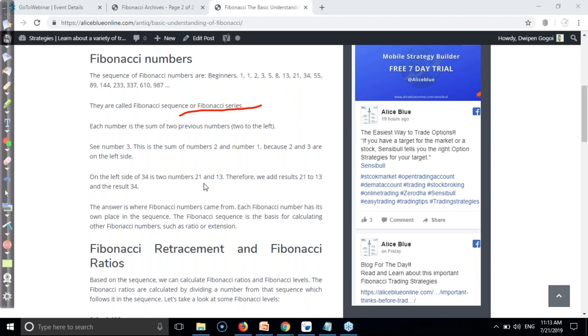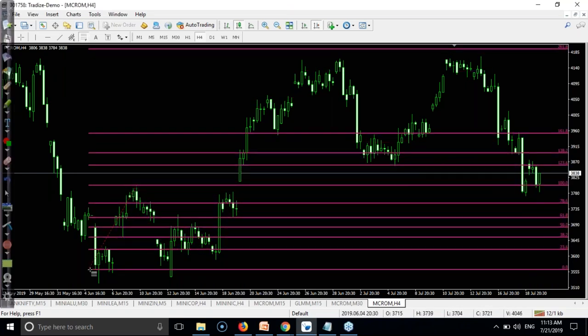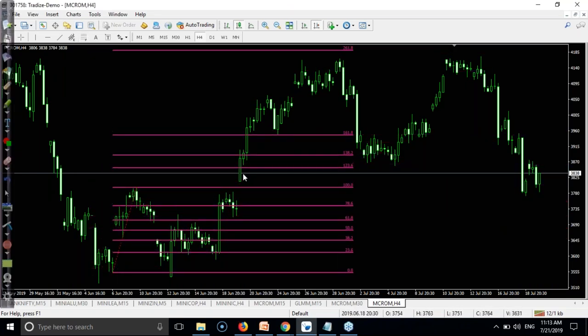How to find? Let me show you one thing. When we are using it, let's check it. The number is coming differently. Have you seen? This is 0, 23.6, 38.2, 50.0, 61.8, 78.6, 100, 123.6.